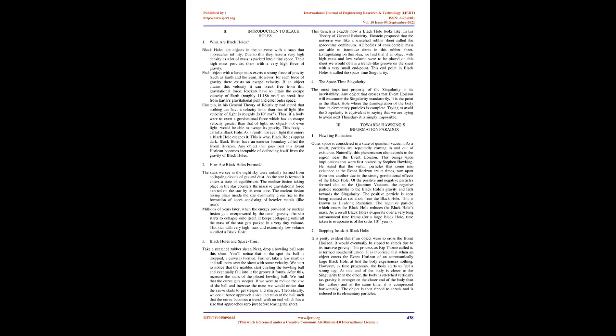As a result, not even light that enters a black hole escapes it. This is why black holes appear dark. Black holes have an exterior boundary called the event horizon. Any object that goes past this event horizon becomes incapable of defending itself from the gravity of black holes.